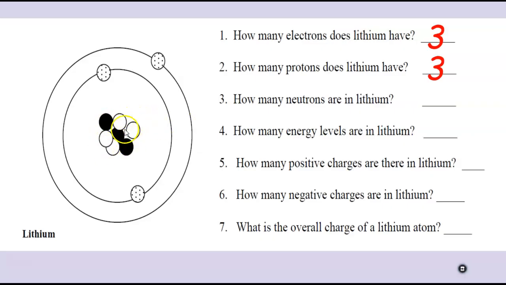Okay, here, how many neutrons? 4. Okay, how many energy levels does lithium have? Well, we have 2 rings, so there's 2. Okay, how many positive particles are in lithium?